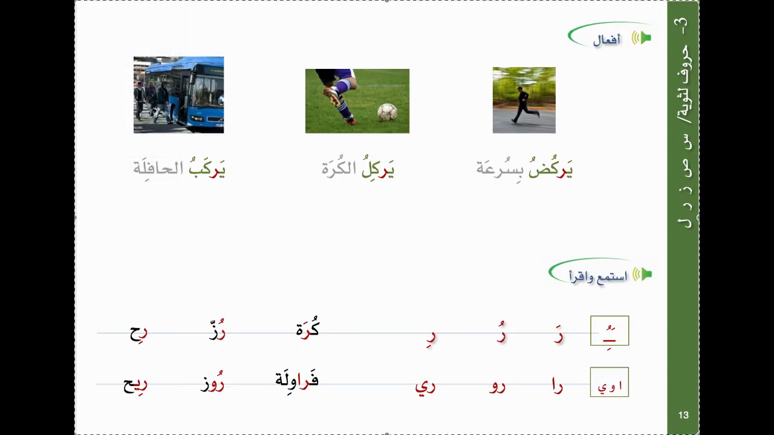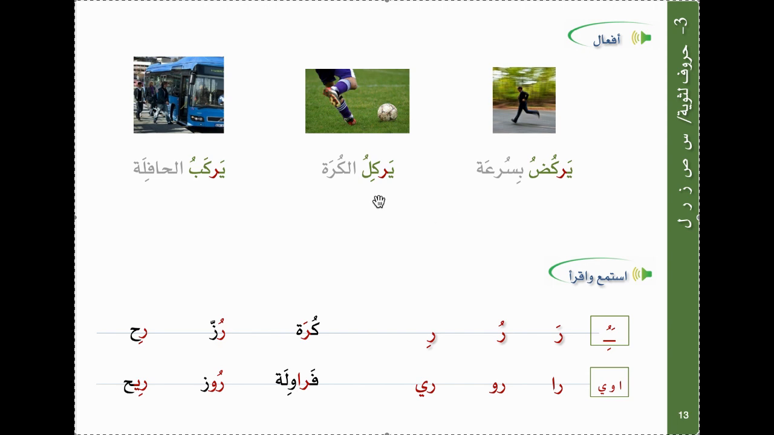Okay, everyone, here we are on slide number 13. We're still talking about the letter Ra, and now we're going to look at some verbs that contain the letter Ra. We have our first verb here, yarkudu bisur'a. Yarkudu. Try to repeat after me and listen carefully. This means he is running. يركض بسرعة. بسرعة means fast. So he's running fast. Now technically, this is two words here. The bi means with, and sur'a means speed. But instead of saying he's running with speed, we'll say in idiomatic English, he is running fast.